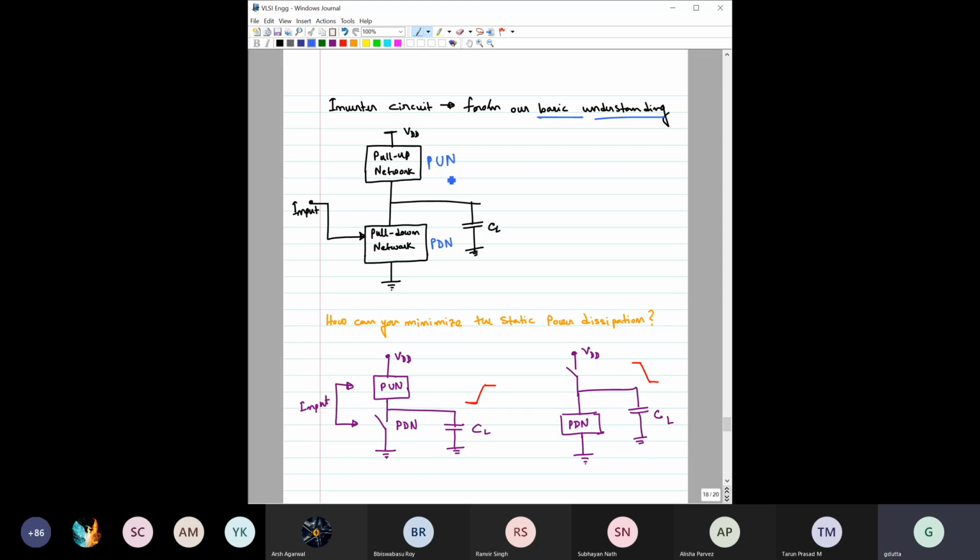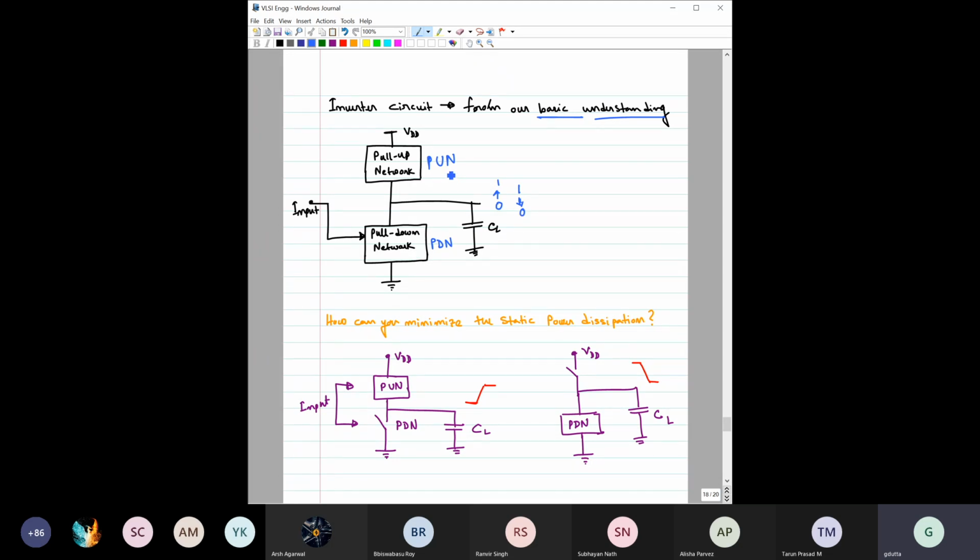So why pull up network? Because when this capacitor has to charge, it has to charge through this. That means the capacitor voltage can rise from 0 to 1. That is called the pull up. Why pull down? When this part is on, the capacitor will discharge through this, and that way the output voltage will drop from logic 1, or VDD, to 0. That is why it is called the pull down network and pull up network.